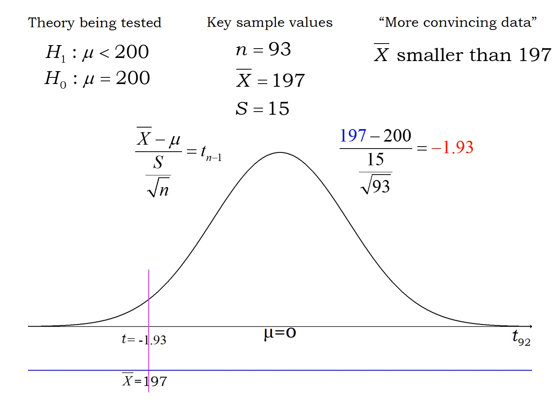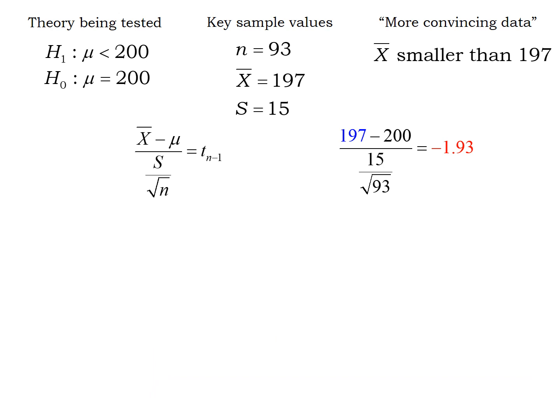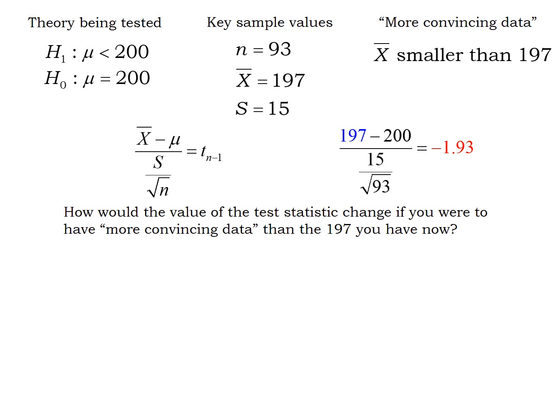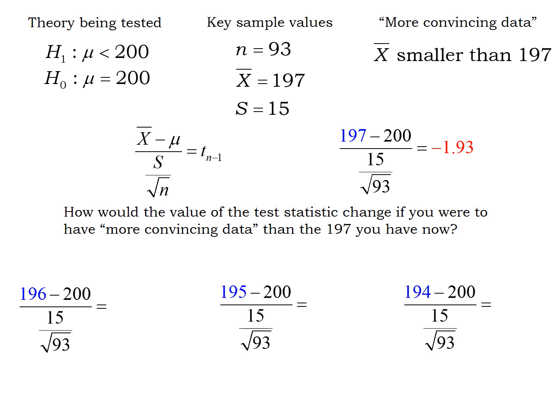So now we have to look at what would happen to our test statistic. Currently it's negative 1.93. How would that change if we were to get a smaller value for x bar, a more convincing x bar? So let's take a look. Let's plug in some numbers. So 196, a little less than 197, 195, 194. So we're going to do this in small increments. So more convincing values would be a smaller x bar.